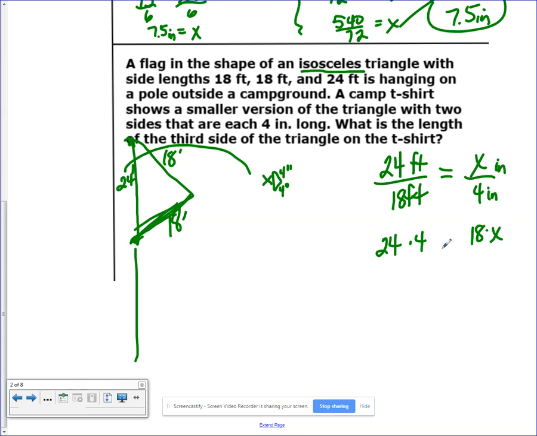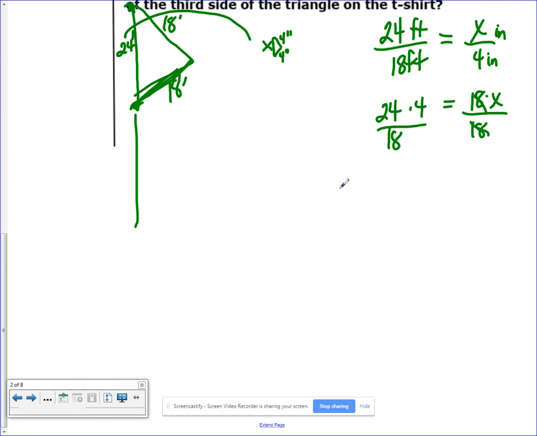Let me show you something. Cross products are equal. And then when you divide both sides to isolate x, take a look what happens here. You find this ratio, 24 divided by 18, and then multiply by 4 is really all you are doing. So go ahead, grab your handy dandy calculator, and let's see what you come up with there. This one is not so lovely when you crank it out.